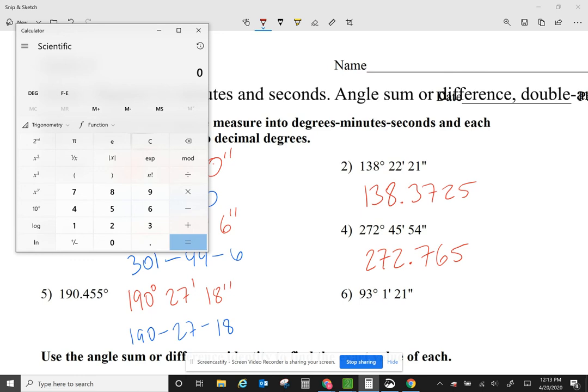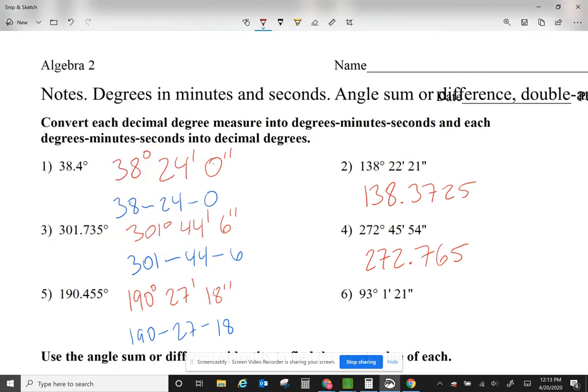Let's take a look at my last example. I'm just going to go 21 over 60. That gives me a decimal part. Plus 1, which is the minutes, over 60. So that converts that to a decimal. Plus 93. So my answer should be 93.0225.